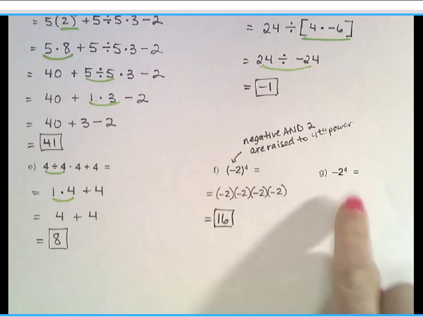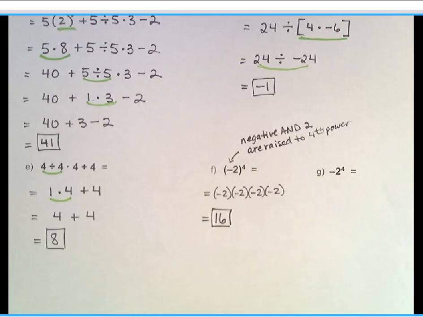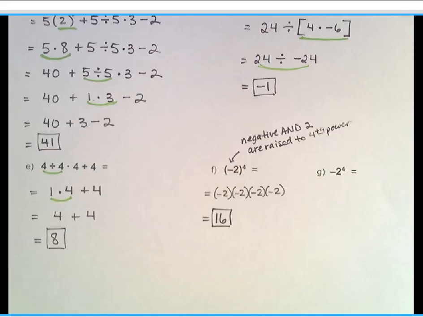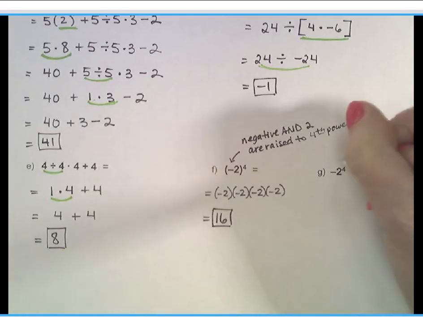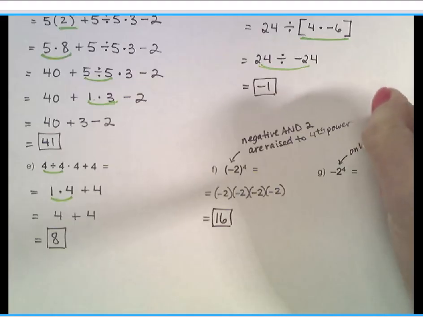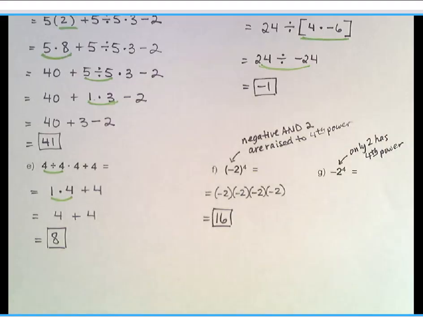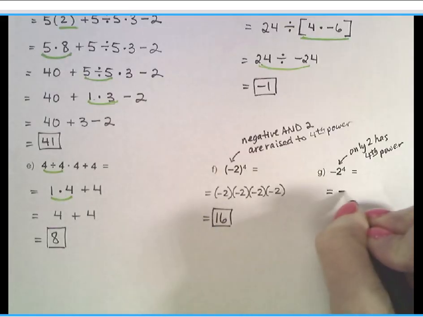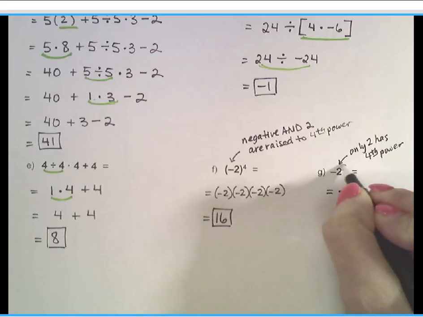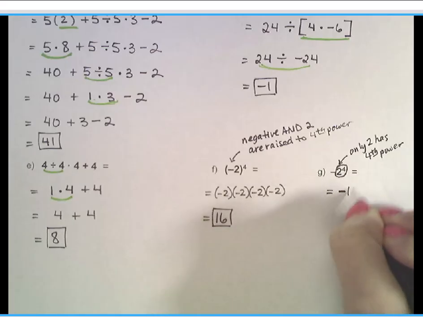That's different than this problem. This problem doesn't have parentheses. So on this problem, the only thing that has the 4th power is the 2. Only the 2 has the 4th power. So you do your exponents first. So this would be a negative, and then 2 to the 4th is 16.